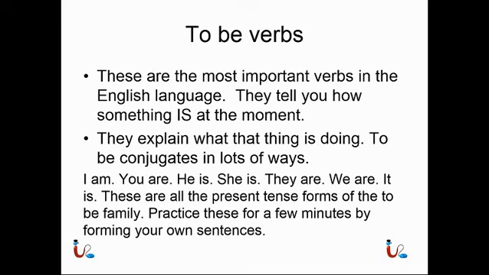When the actual word is used, be, you take out the to and you convert it into whatever you need it for. So when you're using be for I as the subject, be becomes am. When you are using be for you, you are. Be becomes are. When the subject is he, be becomes is. When the subject is she, be becomes is. When the subject is they, be becomes are. When the subject is we, be becomes are. When the subject is it, be becomes is. These are all the present tense forms of the family.